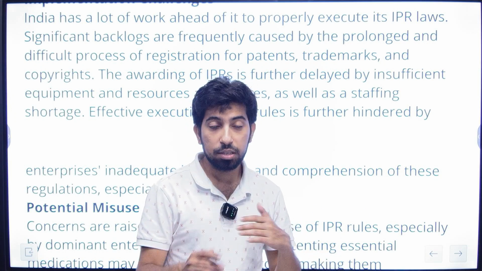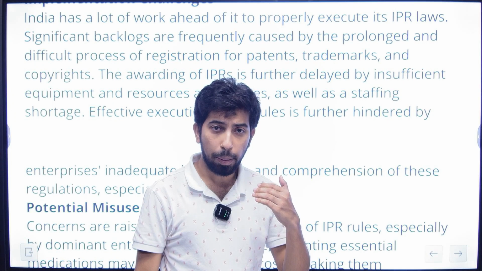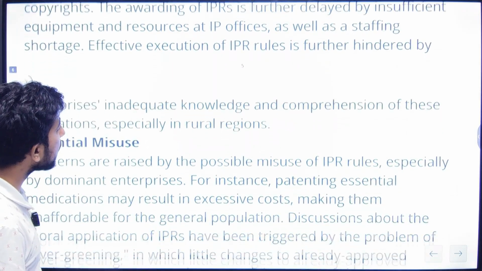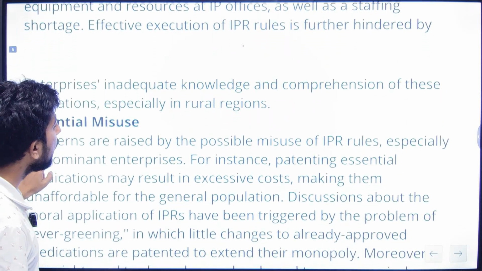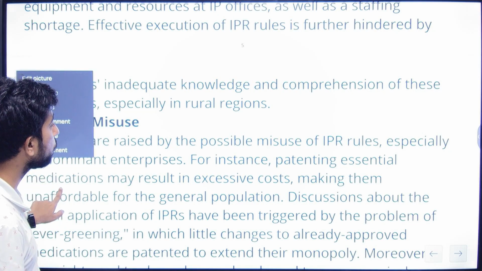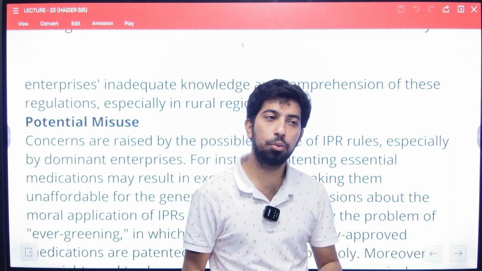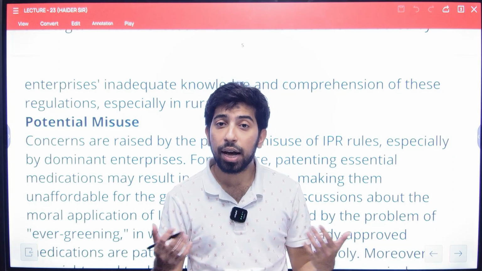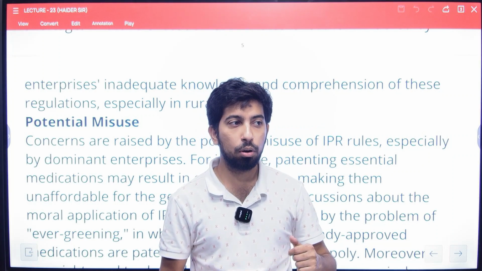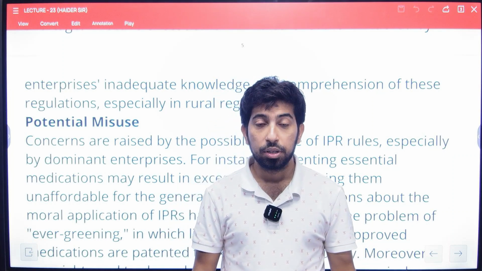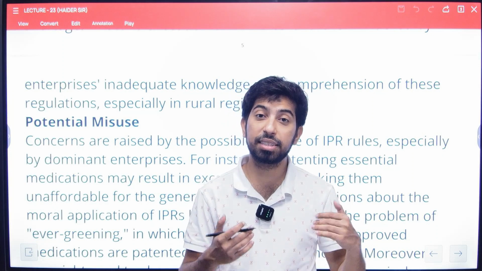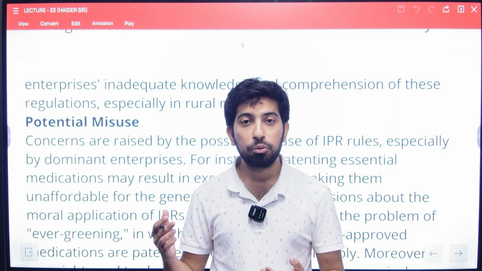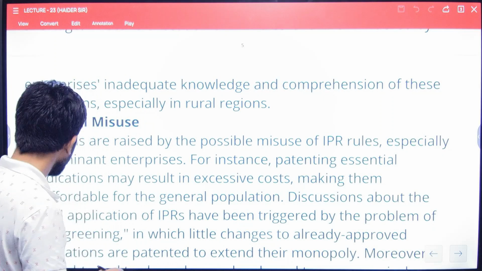You cannot get it because it is followed by a lot of cumbersome applications and procedures and all. Then, effective execution of IPR rules is further hindered by enterprises' inadequate knowledge and comprehension of these regulations, especially in rural regions. For example, there are many industries which are working in rural areas, and the owners and the entrepreneurs in these rural sectors do not have a good idea about the IPR laws and their procedures. So they commit a lot of mistakes while doing it. Their lack of knowledge results in a lot of delay, and this further enhances the process of seeking an IPR on any particular thing. Potential misuse.